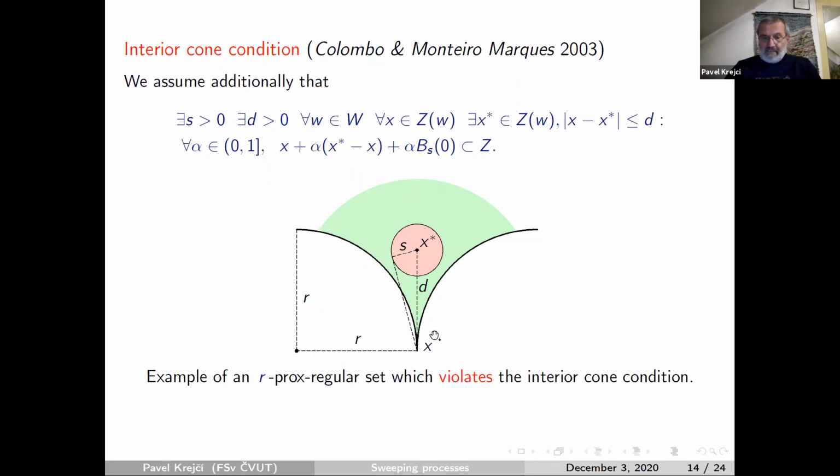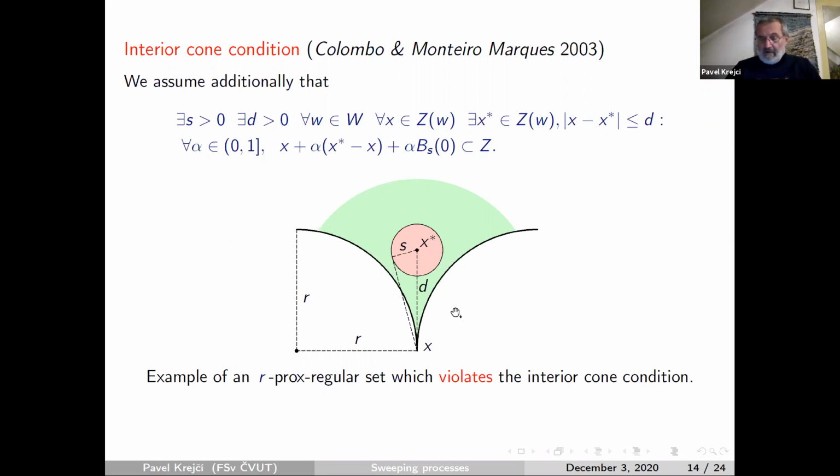So the condition says that for every point x there exist d and s such that we are able to find a point x star at distance d, such that if we draw a ball around x star of radius s, then the whole cone is contained in the set Z. So our set Z in this picture does not satisfy the interior cone condition. The interior cone condition is violated. Every cone intersects the boundary. The cusps are not allowed. So even though the set Z has non-empty interior, it does not satisfy the cone condition.